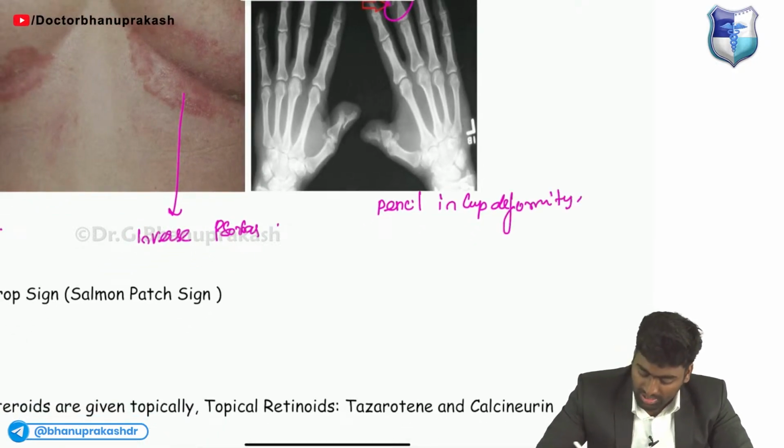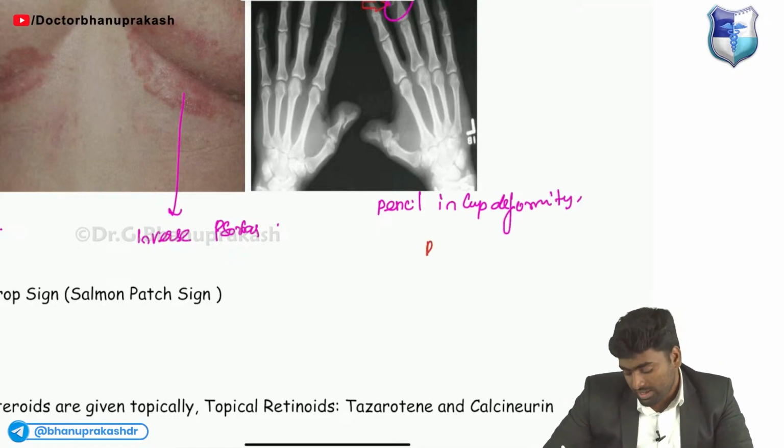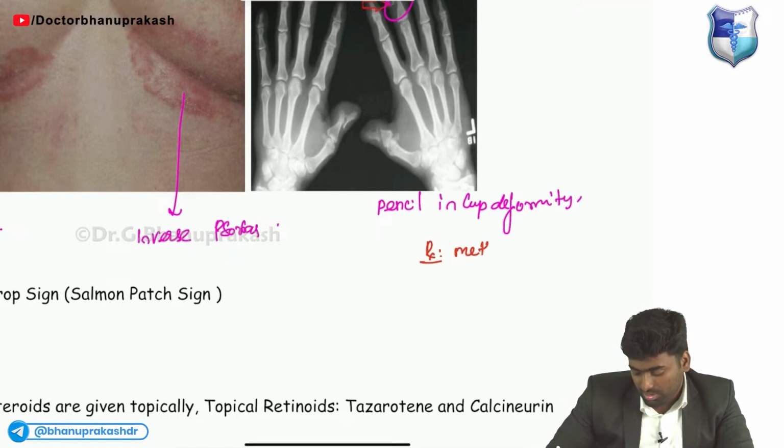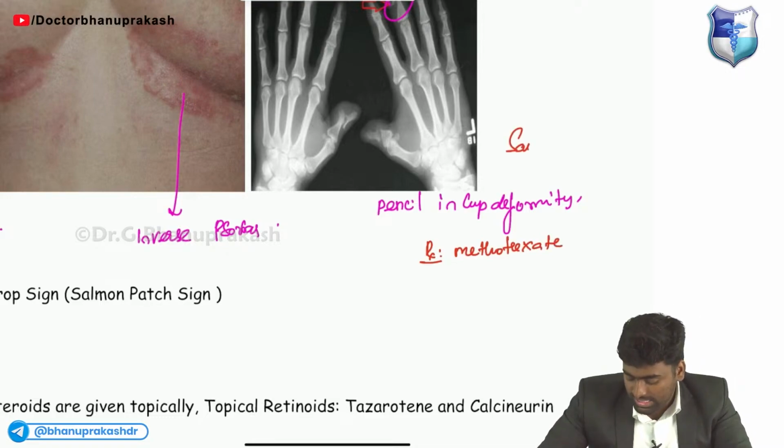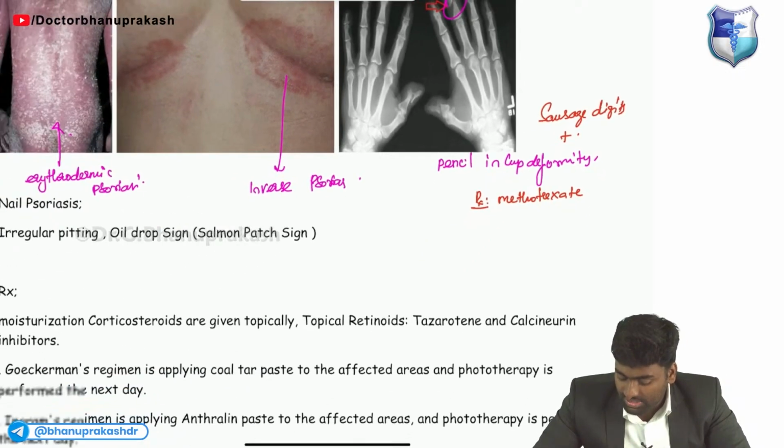Yeah, good. And for treatment of this, we'll use methotrexate. Okay, on evaluation, you'll be able to see this is the sausage digits with pencil in cup deformity. Yeah, we'll use methotrexate.